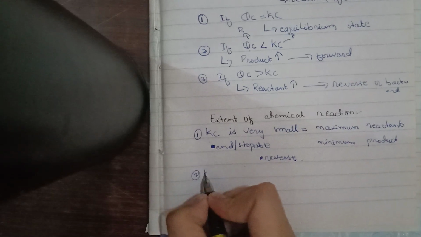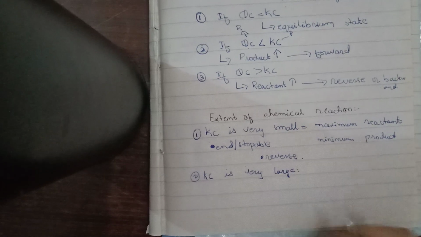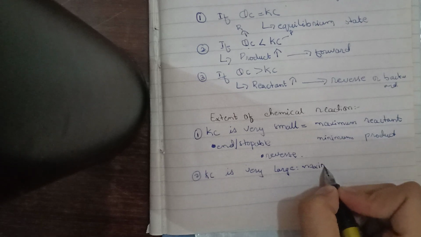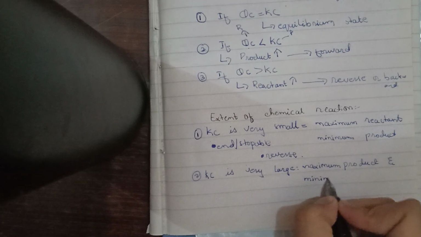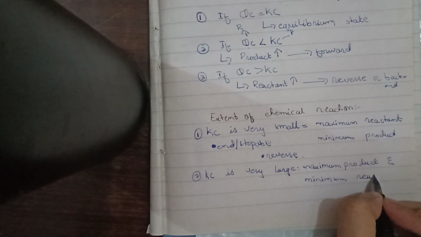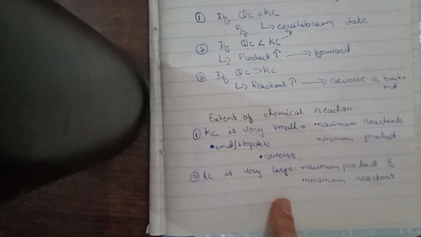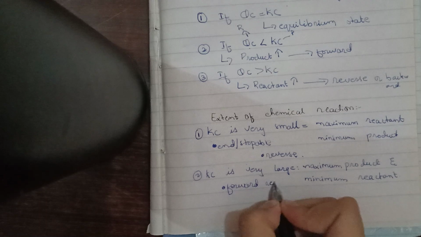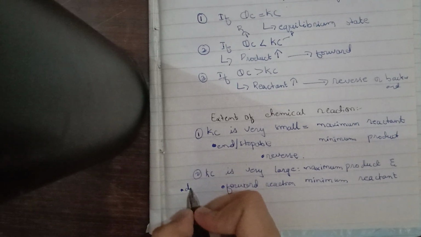Second, if Kc is very large, what does it mean? Maximum product and minimum reactant. So here the reaction will be a forward reaction. One more thing, it will never stop, it will be continuous, dynamic.